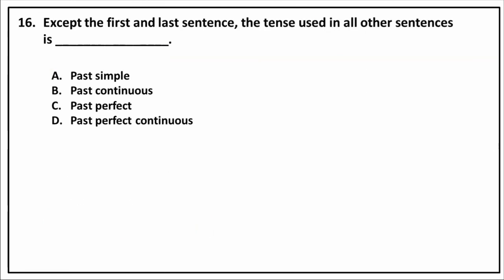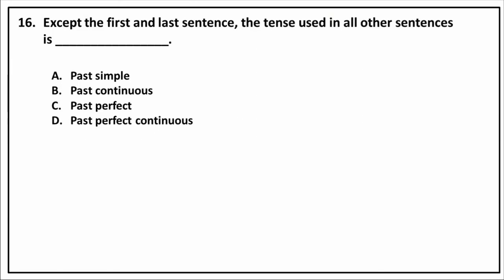Okay, the last one: except the first and last sentence, the tense used in all other sentences is dash. पहले और आखिरी फ़क़रे के अलावा कौन सा टेंस है जो इसमें इस्तेमाल हुआ है? A past simple, B past continuous, C past perfect, D past perfect continuous. एक और बात बताता चलूँ कि हर एक टेंस पे मैंने एक अलग वीडियो बनाया है जो आपको मेरे चैनल में मिलेंगे.